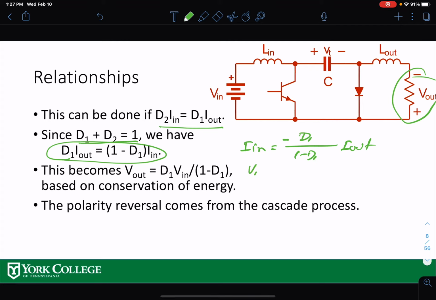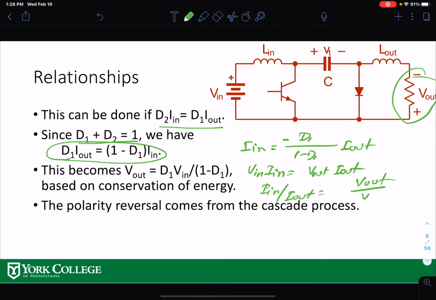And you also know that for a lossless converter, V_in I_in, the input power, and V_out I_out, the output power, should be the same. So that means your I_in over I_out would be what?